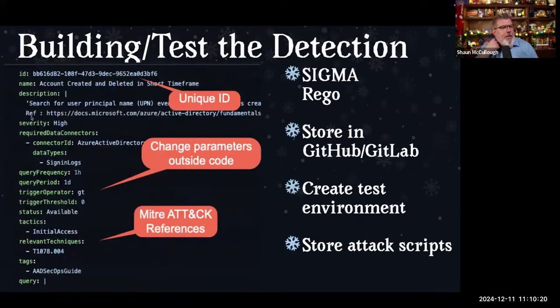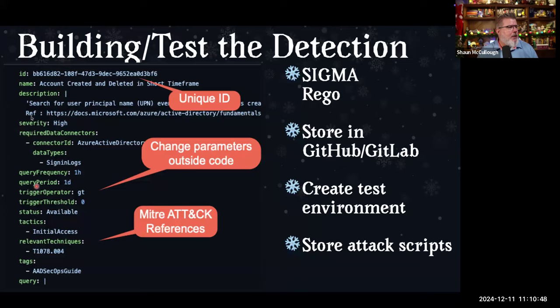So in particular, here's an example of YAML code that is being used to create a detection. You can have unique identifiers so that you can track things over time. This is the account created and deleted over a short time frame that we were talking about. There's a nice little description of what this is for. Ooh, I like this. A reference that describes where I can get more information. That's really important. That's really great.